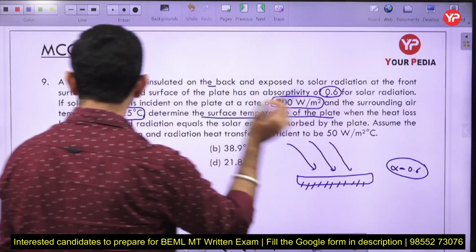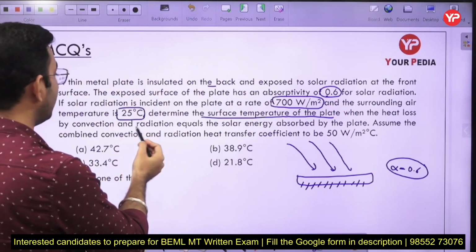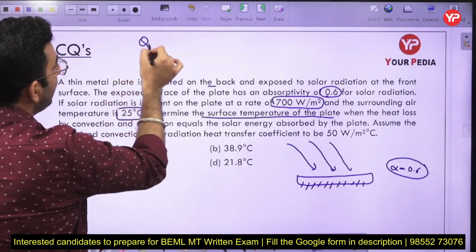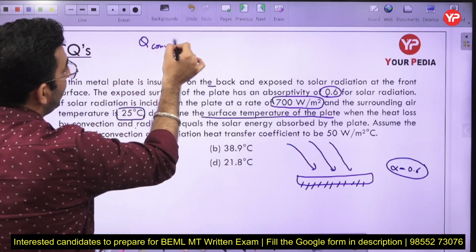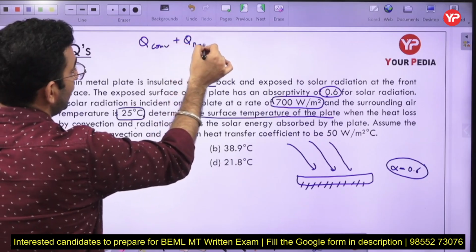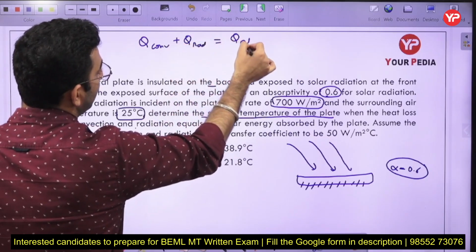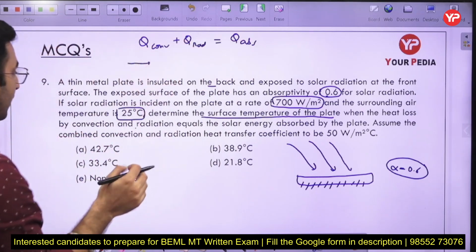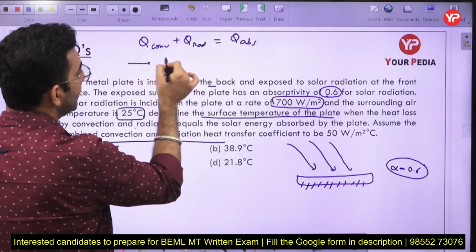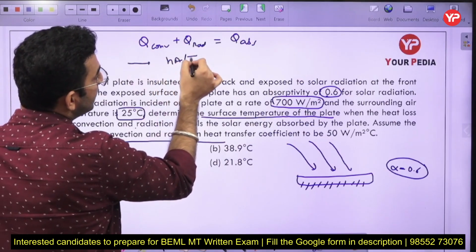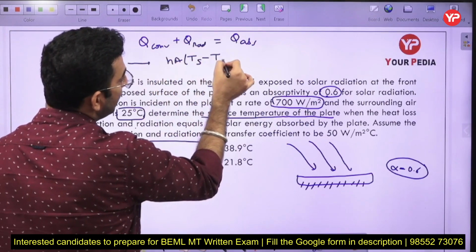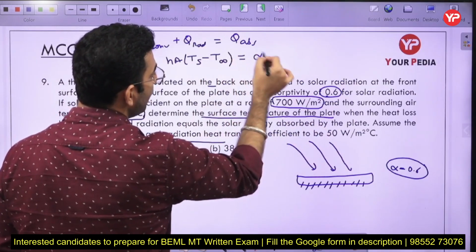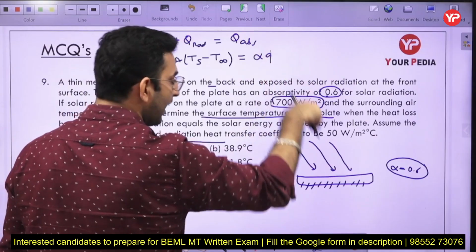and the next thing is to determine the surface temperature of the plate when the heat lost by convection and radiation equals the solar energy absorbed by the plate. So the heat lost by convection plus radiation is equivalent to the heat absorbed, and these two parameters are directly related by the combined convection and radiation heat transfer coefficient. So I can write hA times surface temperature minus ambient temperature is equal to heat absorbed, which can be written as alpha times heat entering over the surface.